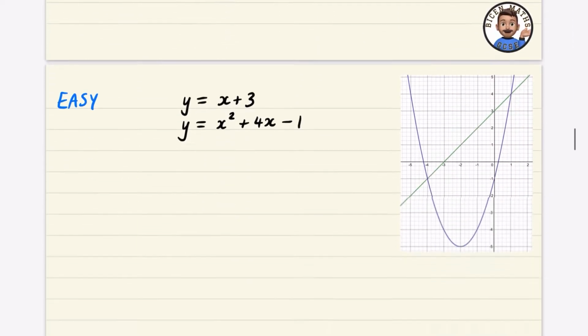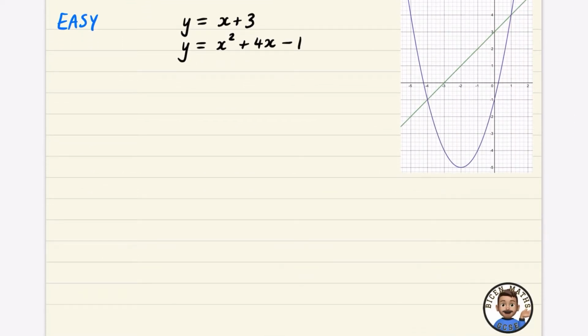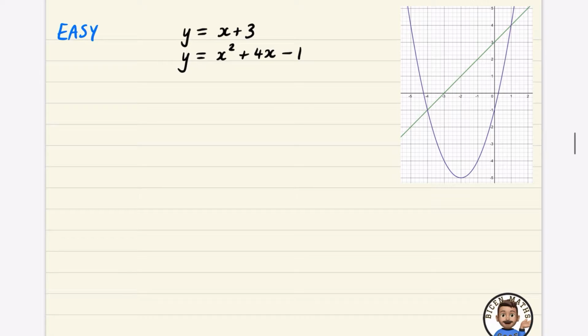It says y equals x plus 3 and y equals x squared plus 4x minus 1. So clearly the green line that we have here is y equals x plus 3. You can see it's crossing at 3 and it has a gradient of 1 because of the y equals mx plus c. And the quadratic is this y equals x squared plus 4x minus 1.